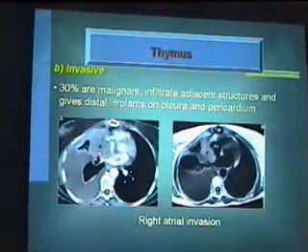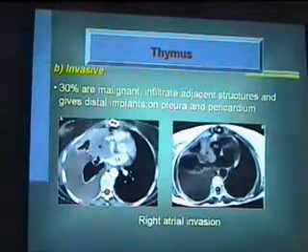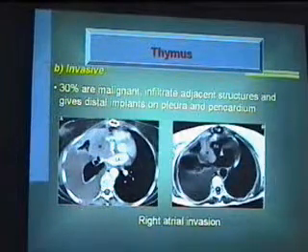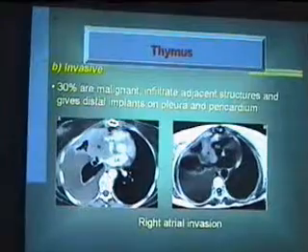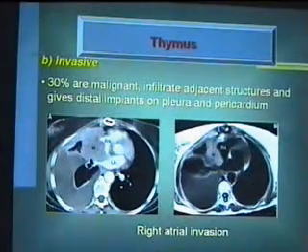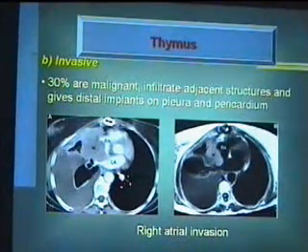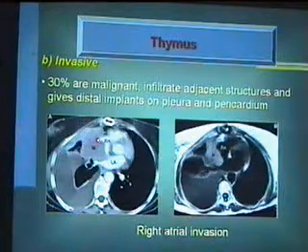اوكي؟ وهنا المنظر look at this mass over here اللي هي invading the right atrium. This is the left atrium which is the most posterior structure of the heart. This is the descending aorta and the hilar vessels, and this is the right atrium.